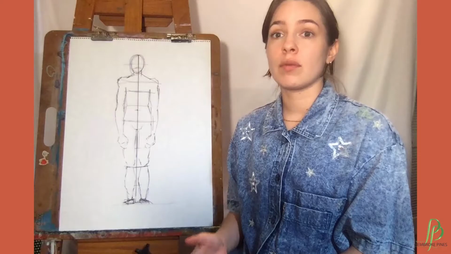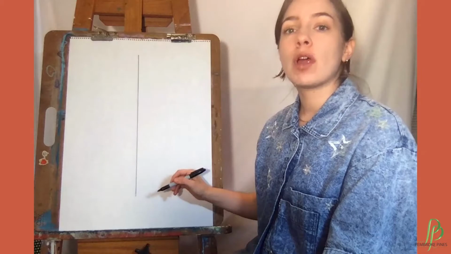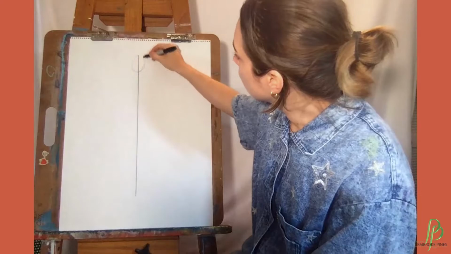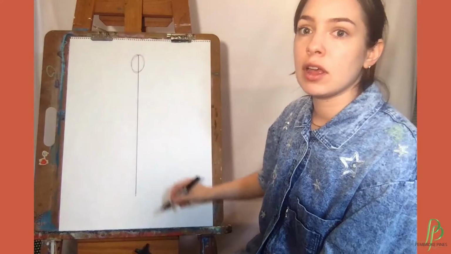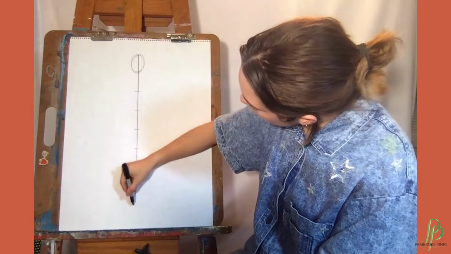Now that we know a little bit more about the proportions of the figure, we can get into gesture drawing. Now the figure can be broken down into parts. First, you have the plumb line, or the vertical line through the center of the figure, or wherever the weight of the figure lands. Now, here would be the head. And let's say the total figure is around 8 heads tall. 1, 2, 3, 4, 5, 6, 7, 8.